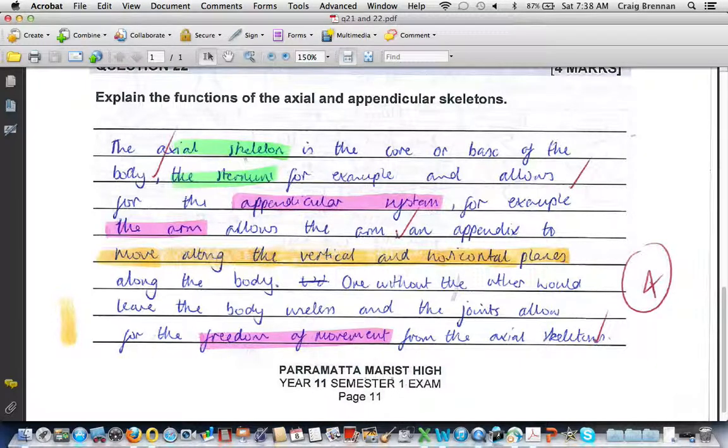Overall, this is a pretty poorly answered question. Students didn't do this one very well at all. Students really struggled with this part of the content, and for 4 marks, it was 4 marks that a lot of students lost, and they just wrote some very, very poor answers. So they need to do better in future for this sort of question.